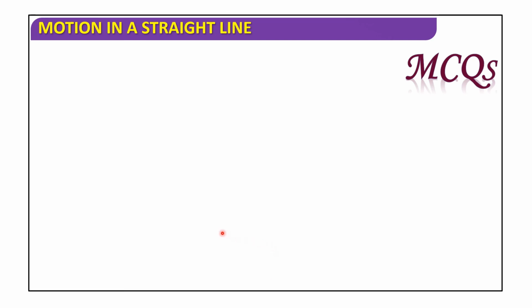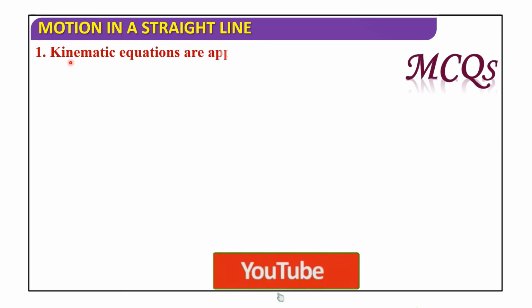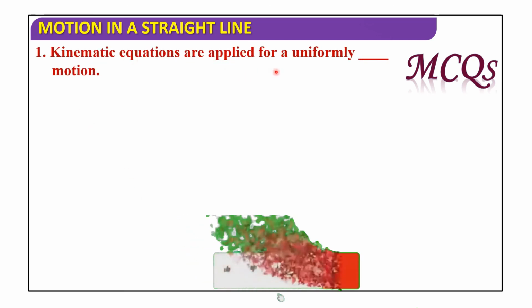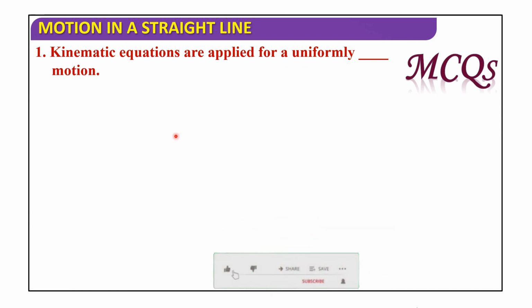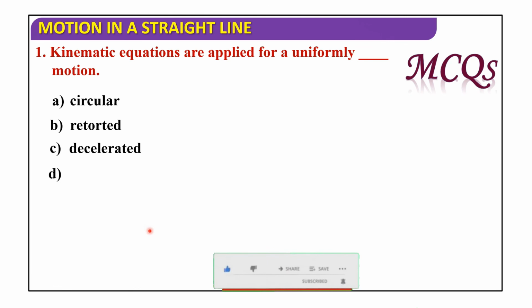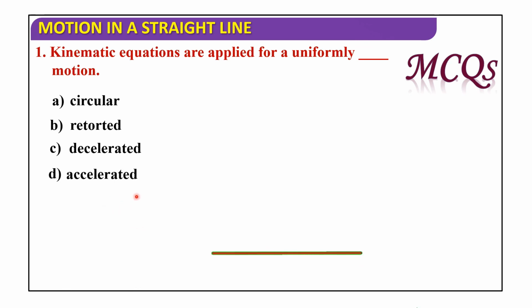Now let us discuss an MCQ. Kinematic equations are applied for a uniformly dash motion. First one, circular motion. Second one, rotatory motion. Third one, decelerated motion. And fourth one, accelerated motion. So kinematic equations are applied for uniformly accelerated motion. So option D is correct.